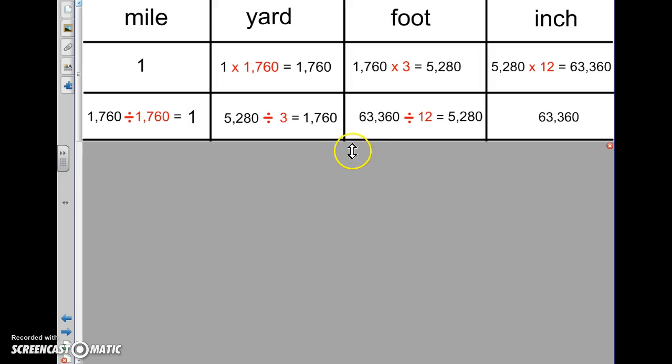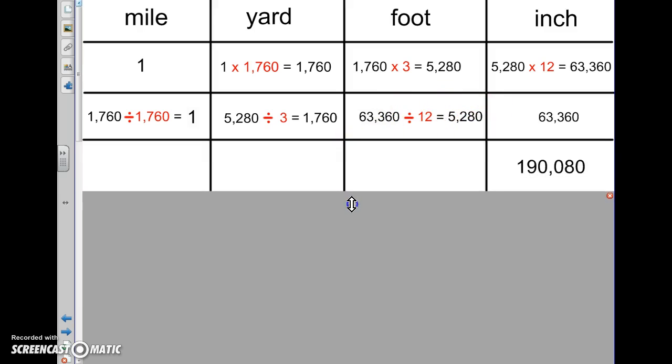And again, we know that there are 12 inches in a foot, so if I knew how many inches there were and I wanted to figure out the feet, I would just take that and divide it by 12, and that would give me this number here. So remember, this is Coral here. Coral ran 190,080 inches, and we wanted to figure out how many feet and how many miles.